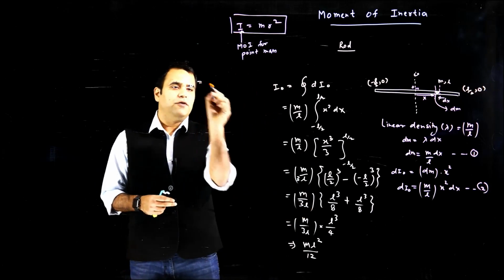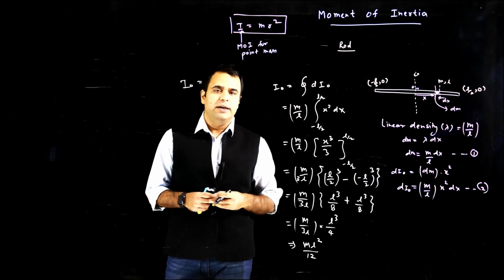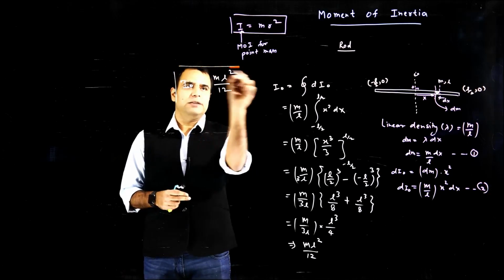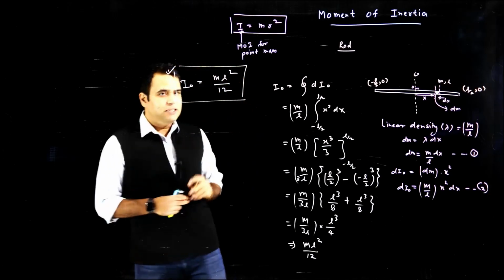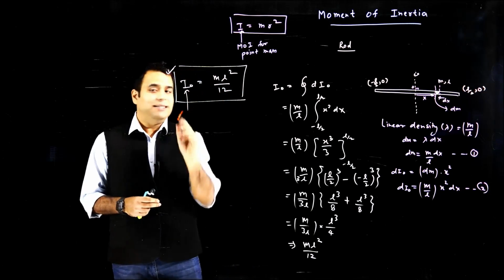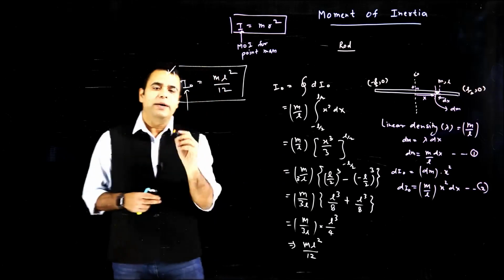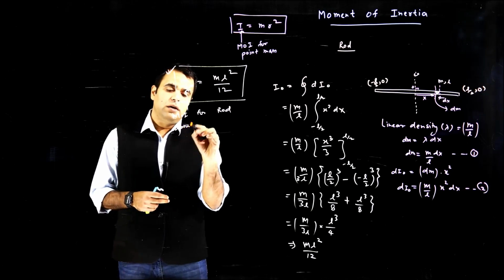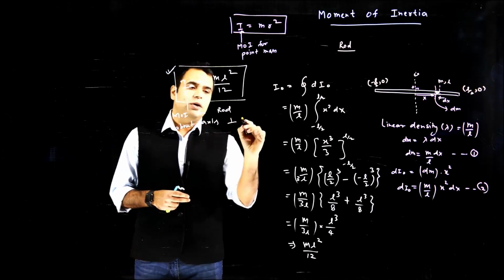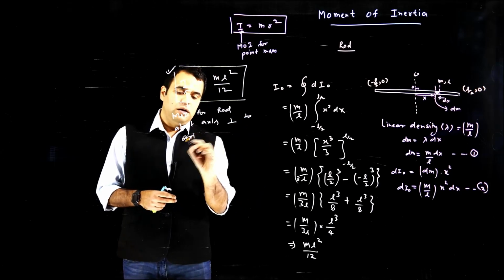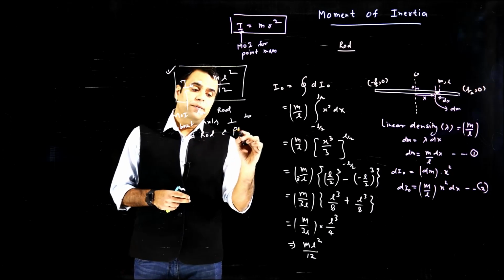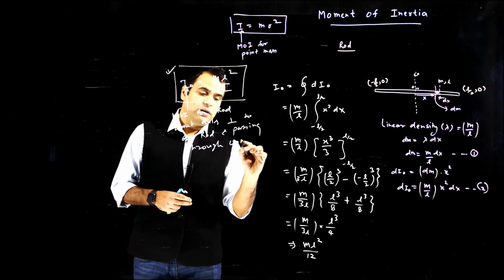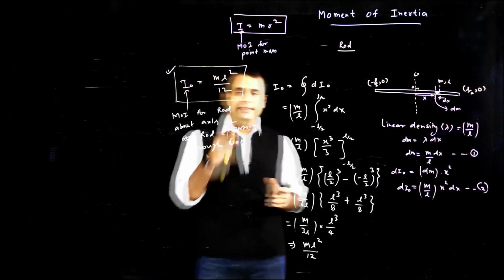So the moment of inertia for this rod about the axis which is perpendicular to the rod and passing through the center of mass will be equal to ml square upon 12. This becomes the formula. One can memorize this formula, but you have to see that this is only the moment of inertia for a rod about an axis perpendicular to the rod and passing through the center of mass of the rod. It's not the moment of inertia for all axes. So only about this axis, this will be the moment of inertia.